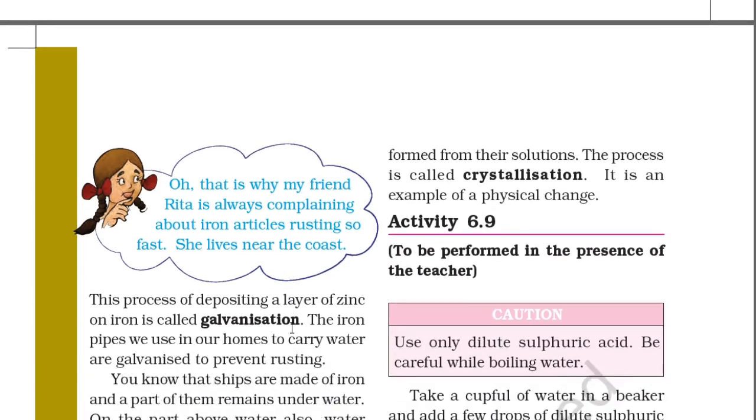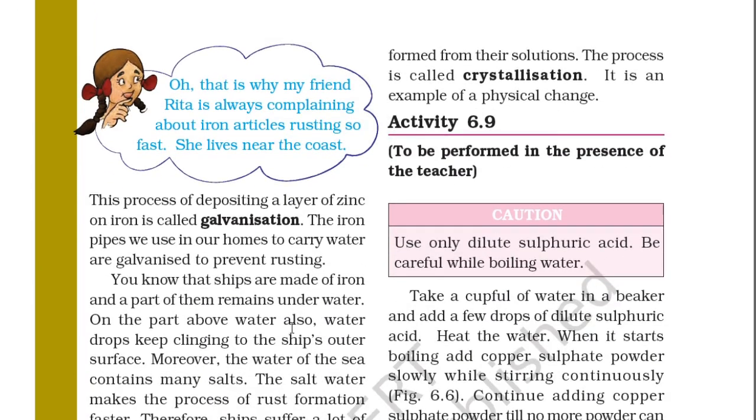This process of depositing a layer of zinc on iron is called galvanization. So when we put a layer of zinc on the iron, it is called galvanization. The iron pipes we use in our homes to carry water are galvanized to prevent rusting, because there is continuous flow of water.